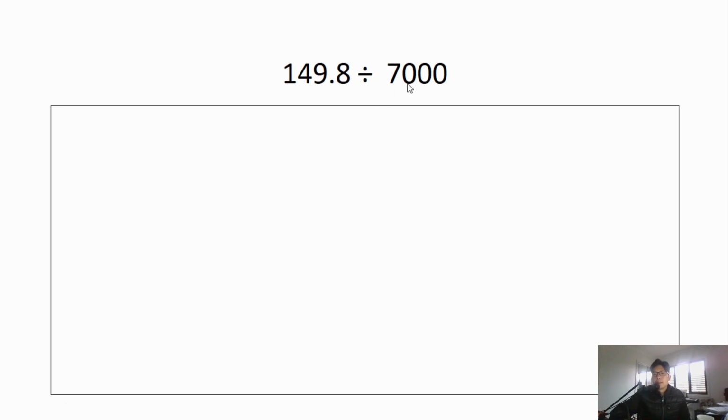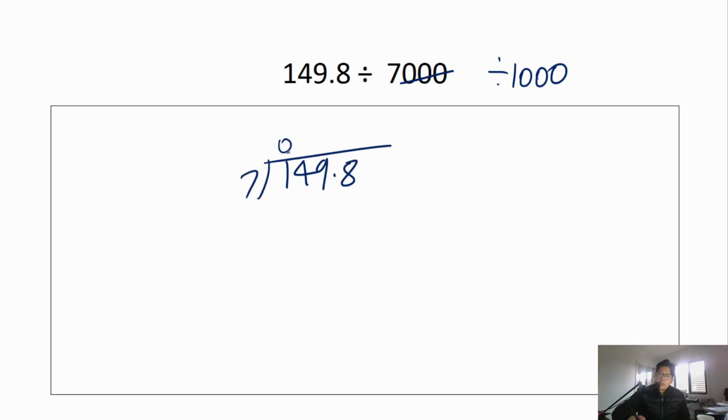Alright, so exactly the same deal in this question. Imagine that you're dividing by 7 and then divide it by 1000. So pause the video here and give that a go, and just unpause when you're ready to go through it. Alright, so let's do this one together. 149.8 divided by 7. Let's start off with that. 7 goes into 1 0 times. 7 goes into 14 twice. 7 goes into 9 once, the remainder of 2. And 7 goes into 28 4 times. Write the decimal point right above, so our answer will be 21.4.